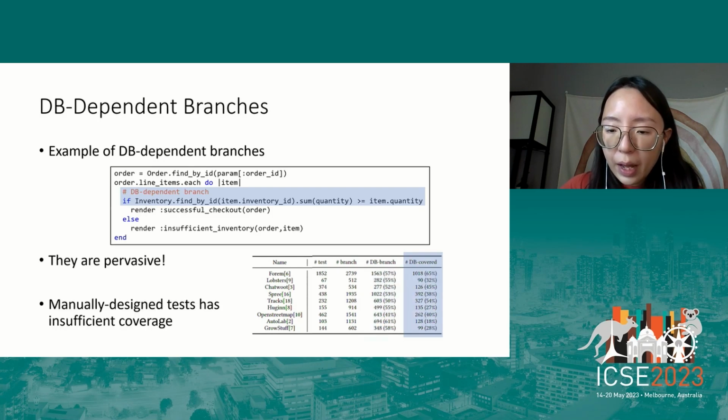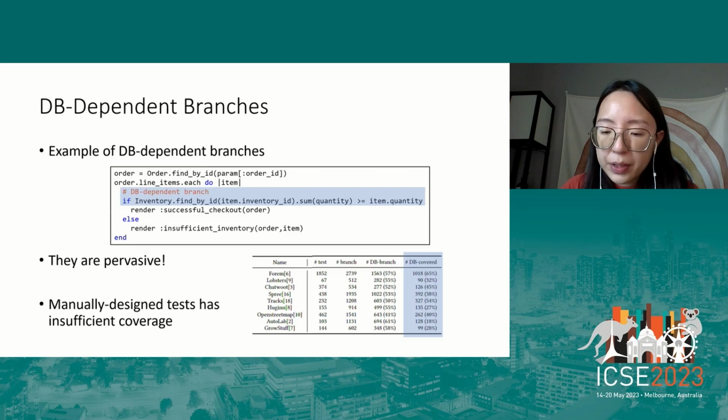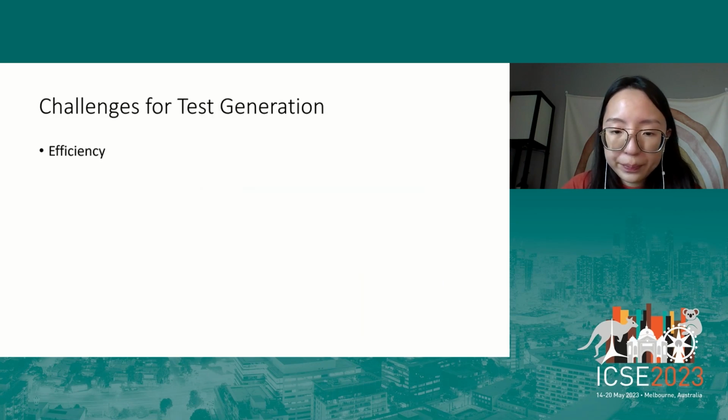Currently, all the tests are manually designed by developers. Even with substantial effort, with some apps having up to thousands of manually designed tests, the branch coverage is still low, often below 50%. So can we automatically generate tests to increase the coverage? To generate tests, the key is to generate the database content. Like in the example, we can create a database with insufficient inventory, which leads to a failed checkout.